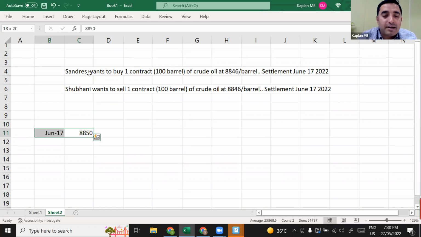Because Sanders has entered into a contract to buy it at 8846. Clear? So ideally, very good Shubhani, right? Very good Wakar. Seller is at a loss. Shubhani is at a profit. Clear? So which means, think of it this way.